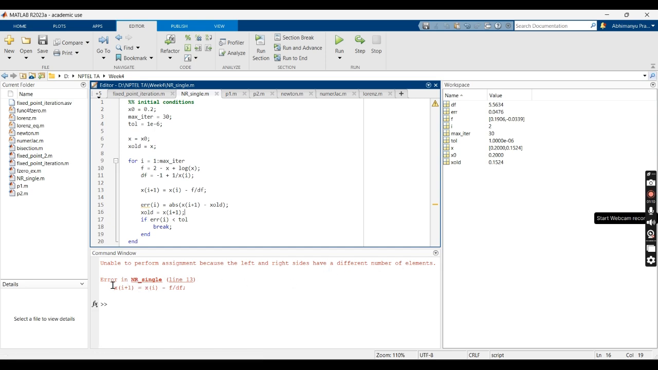Unable to perform, different number of elements. So f is okay. Yeah, sorry. This should also be i, and then this will be a single variable, and 1 upon xi. This will be a single variable, single variable, single variable. This should work.